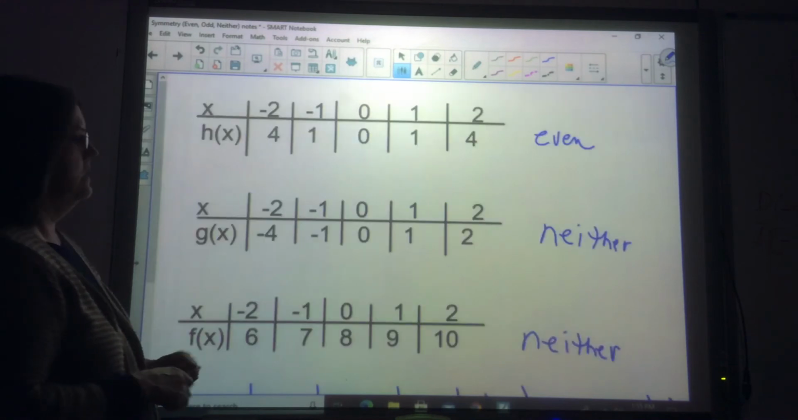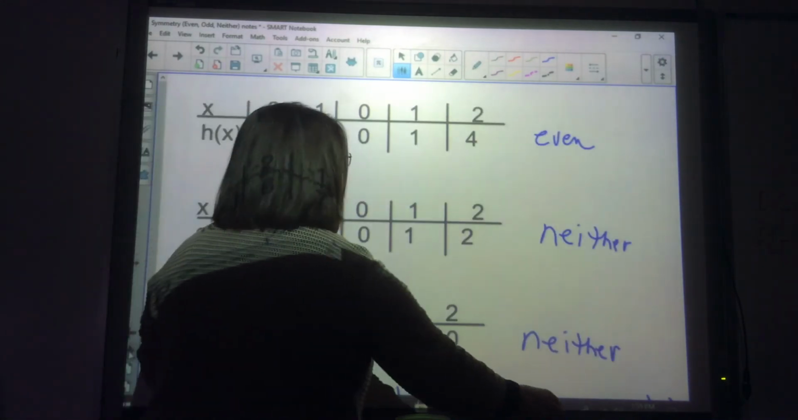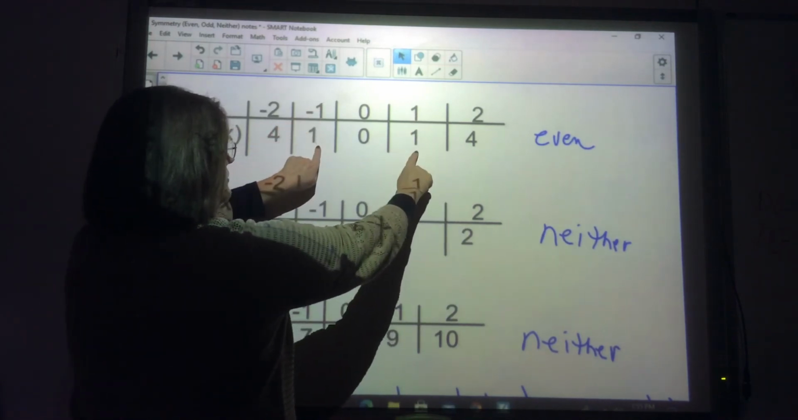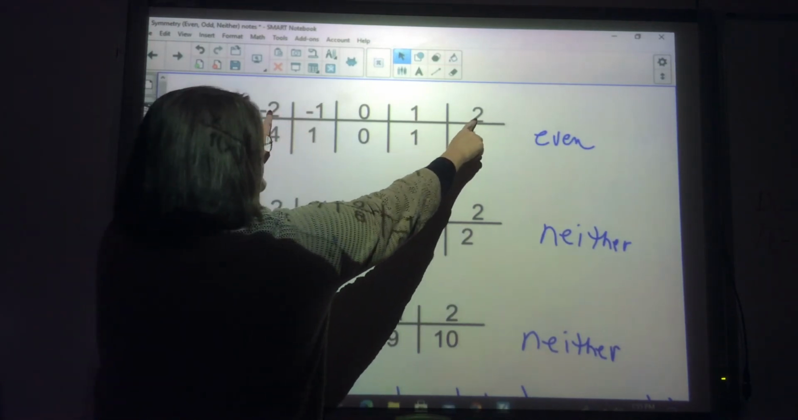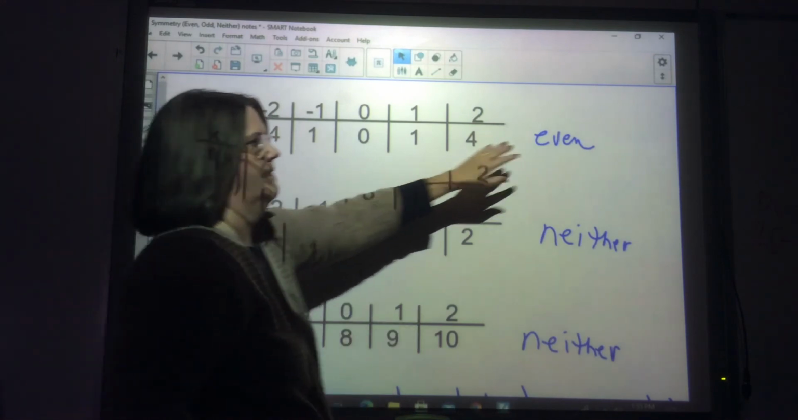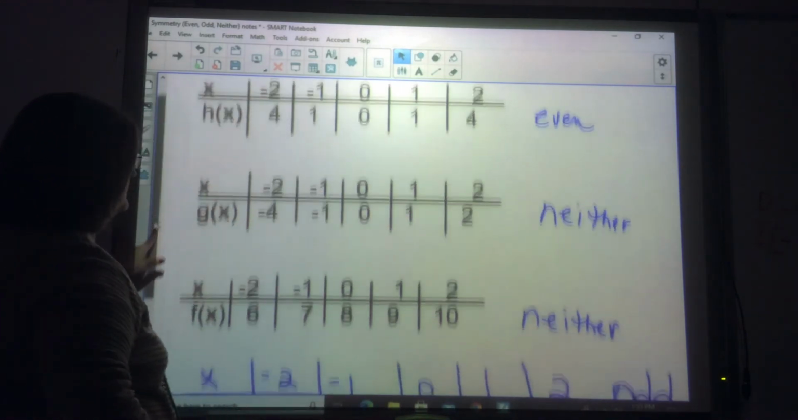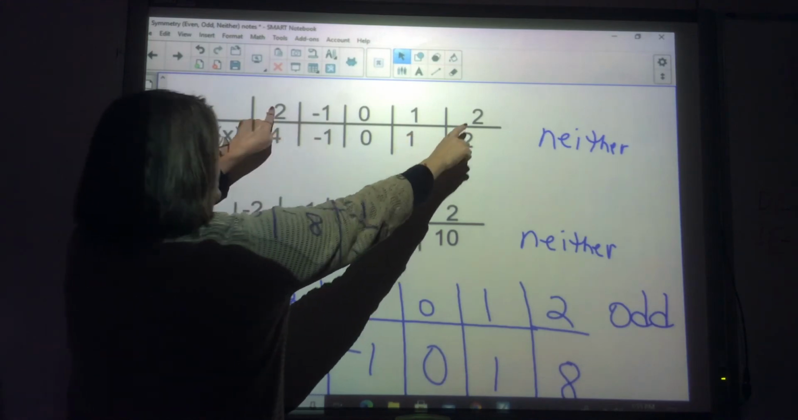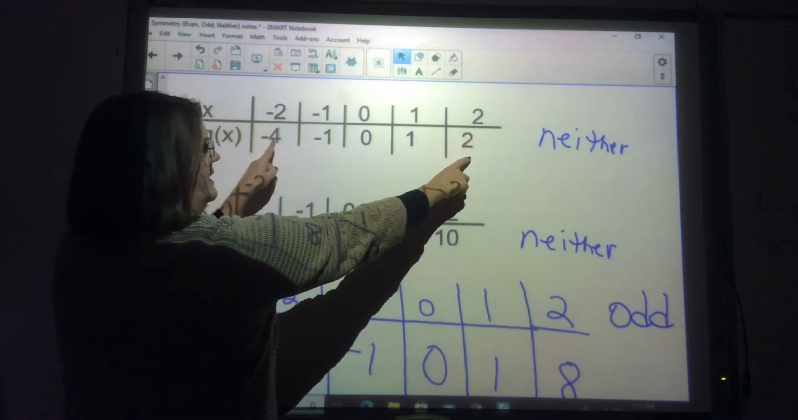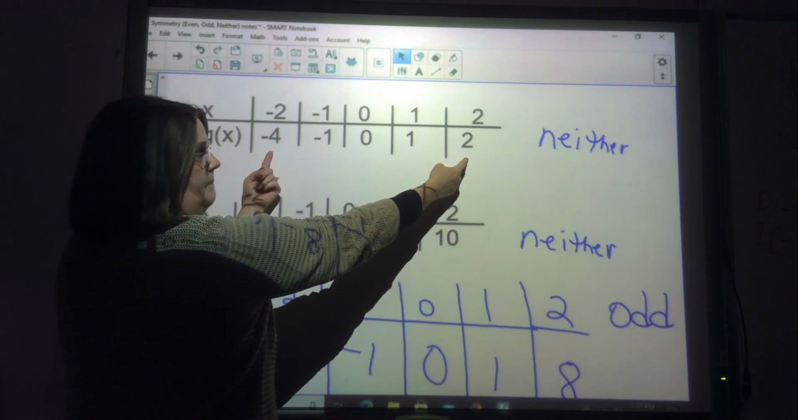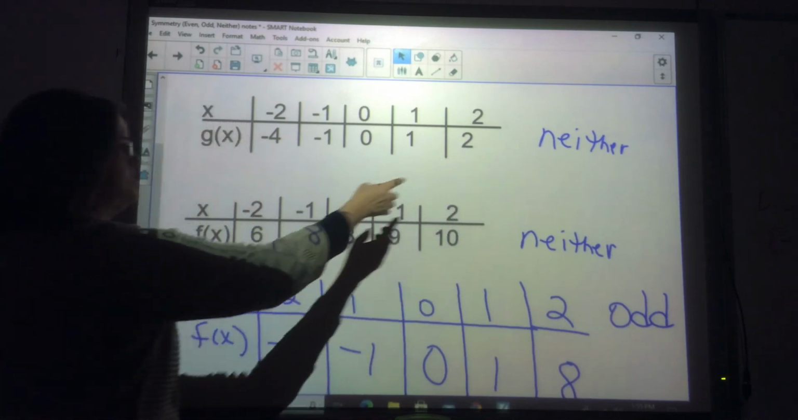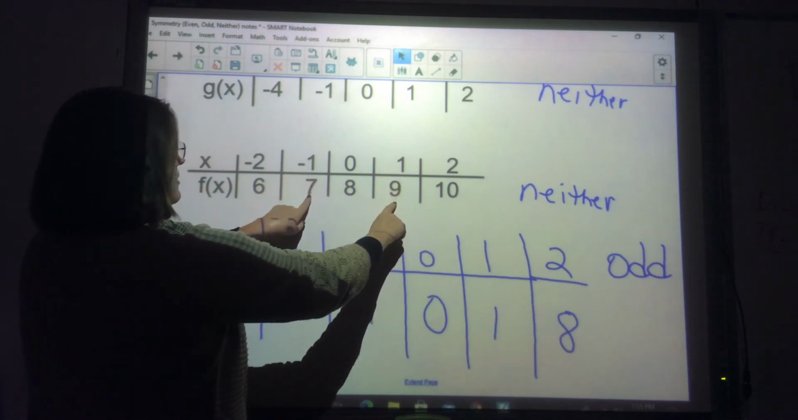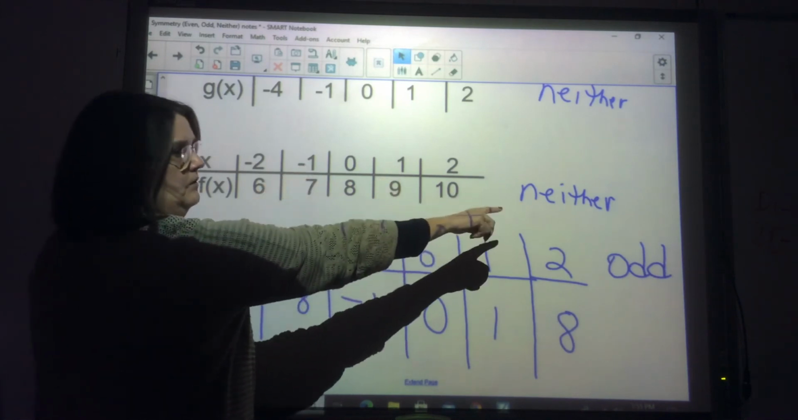All right, now, again, looking at opposite x values and y values. So here's opposite x values, same y values. Opposite x values, same y. That's even. Let's look at the next one. Opposite x values, opposite y values. Opposite x values, not even. Not the same, not opposite. That is neither. This is just looking at a table.